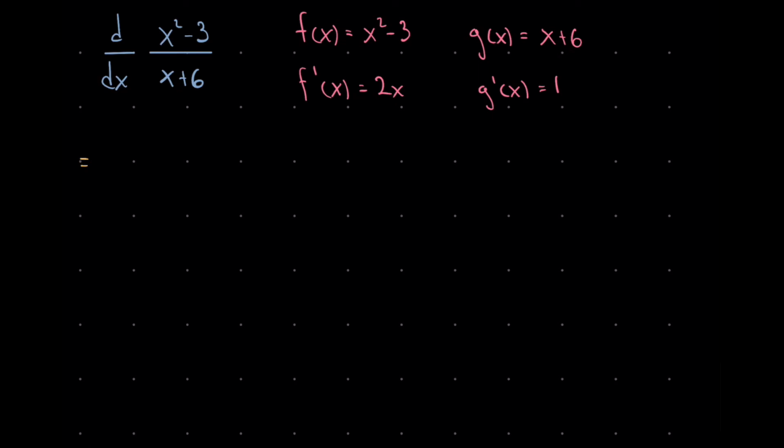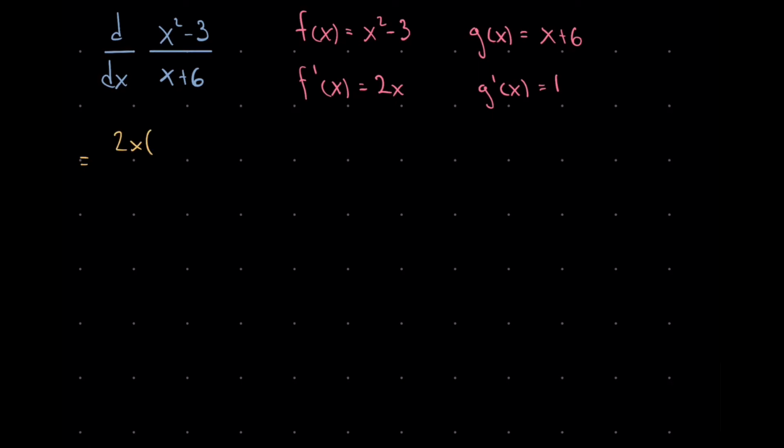And so when we work this out using the quotient rule, we'll have f prime x times g of x in the numerator first. So that's 2x times x plus 6 minus f of x, or x squared minus 3, times 1. So we could just leave that out because it doesn't do anything. And that's all over g of x squared, or x plus 6 squared.